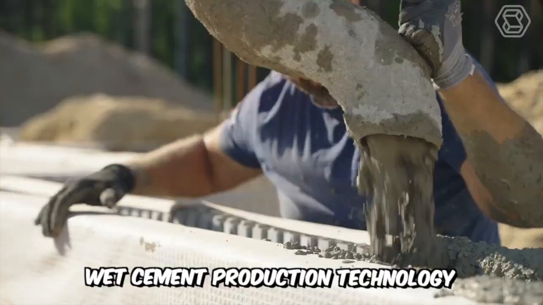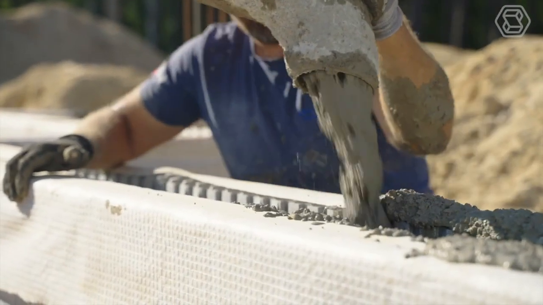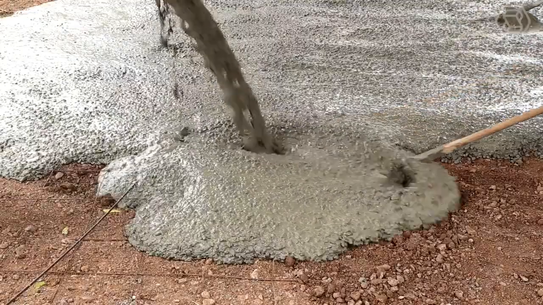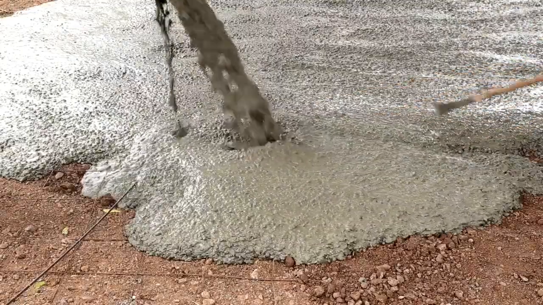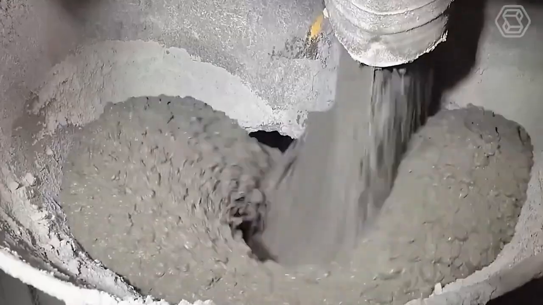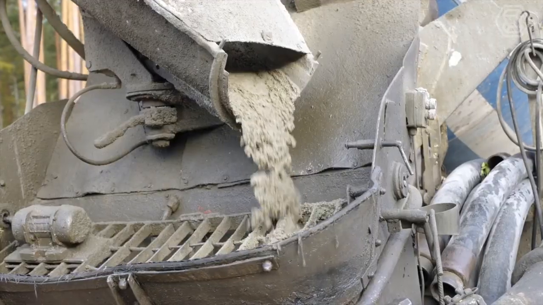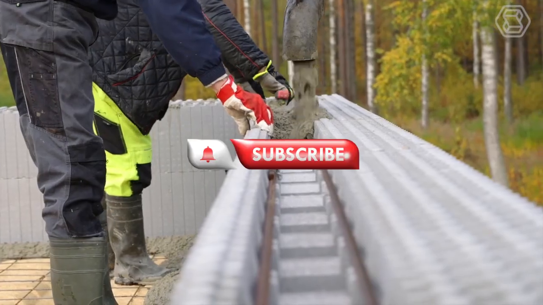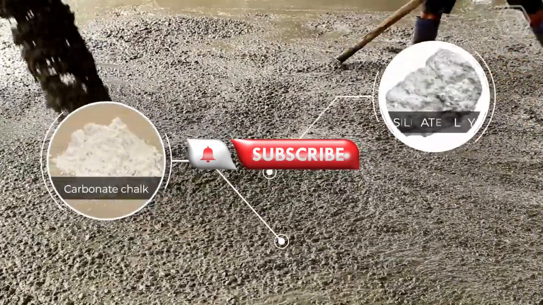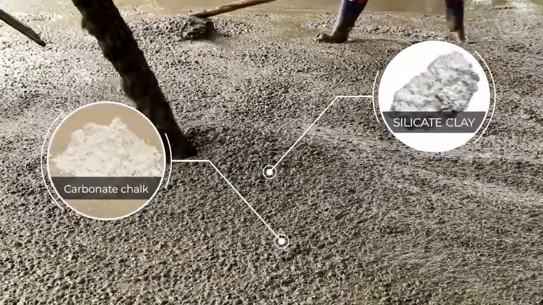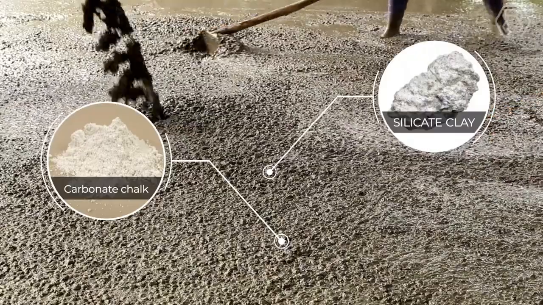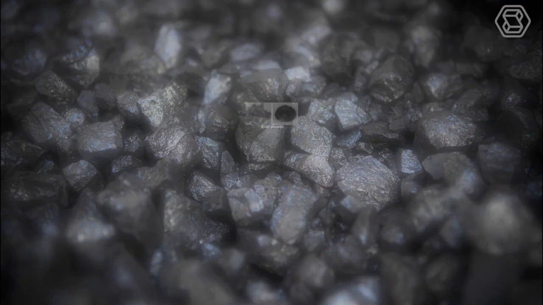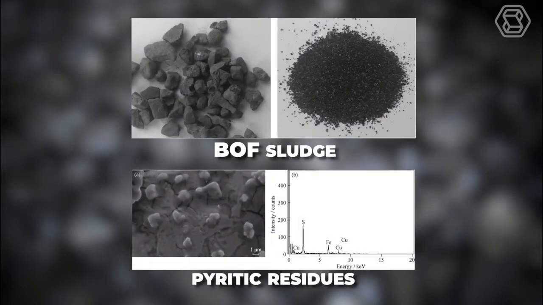Wet cement production technology. The next method is wet, and this means that the creation of the cement mixture takes place with a direct addition of liquid. It's not difficult to guess that this method is less popular than the one we just talked about. Carbonate chalk and silicate clay are used in its production. It's also possible to use iron-containing additives, such as BOF sludge and pyritic residues.